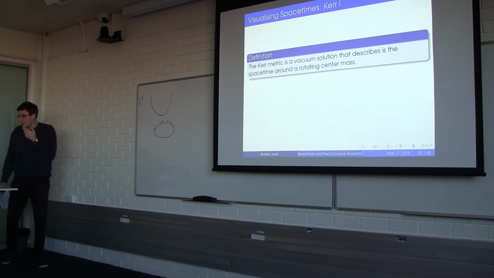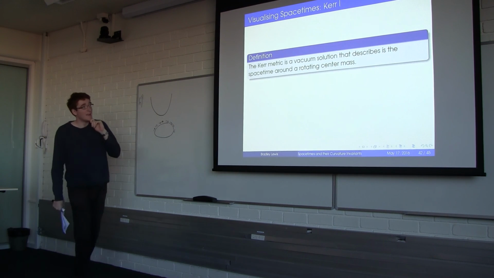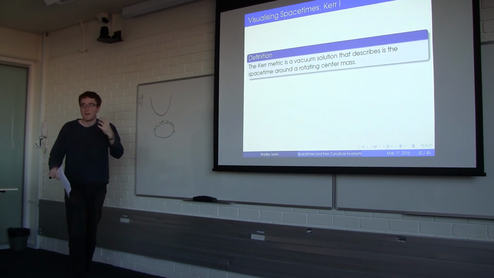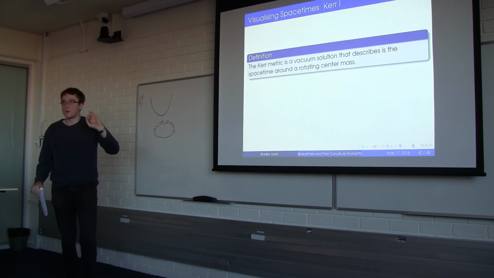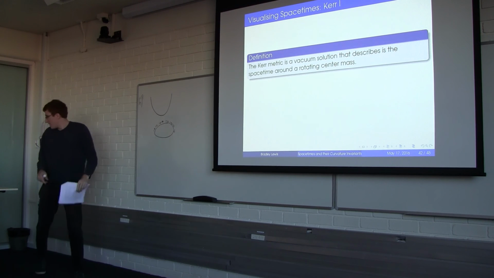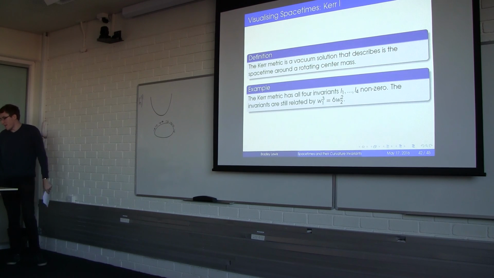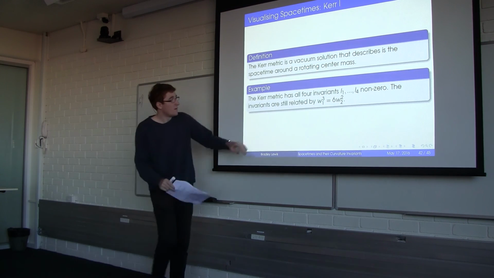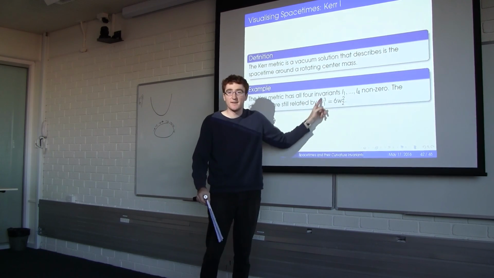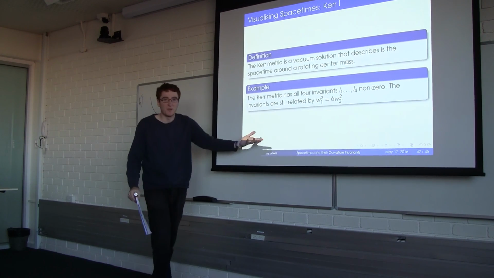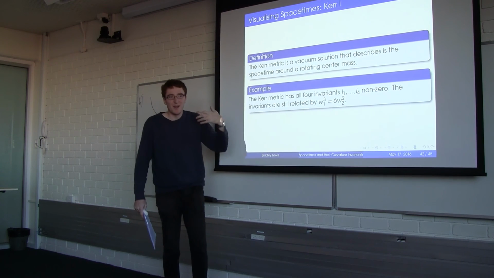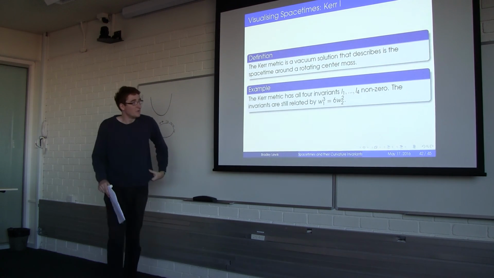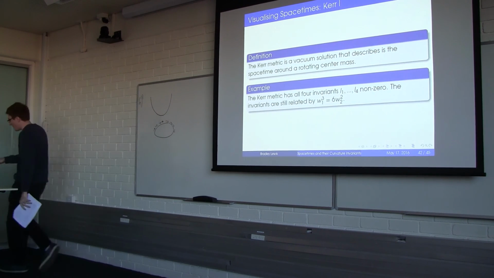As I mentioned before, it is also a vacuum solution, and it describes a rotating mass. So now we have our mass in the middle, except we can see what happens when it rotates. This time all 4 of our invariants are non-zero, but they are still related by this quantity here. I'm not actually going to write down what they are because it is a lot more of an ugly expression than the Schwarzschild case, but I will give you a picture of what it looks like.